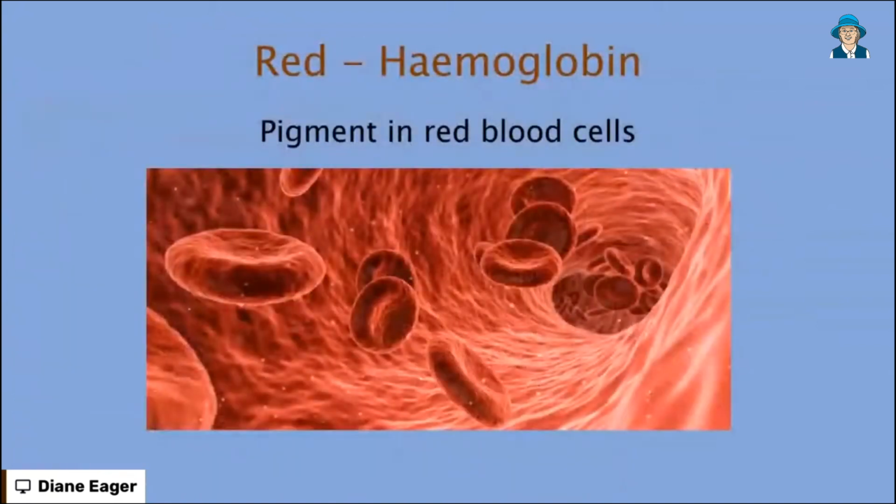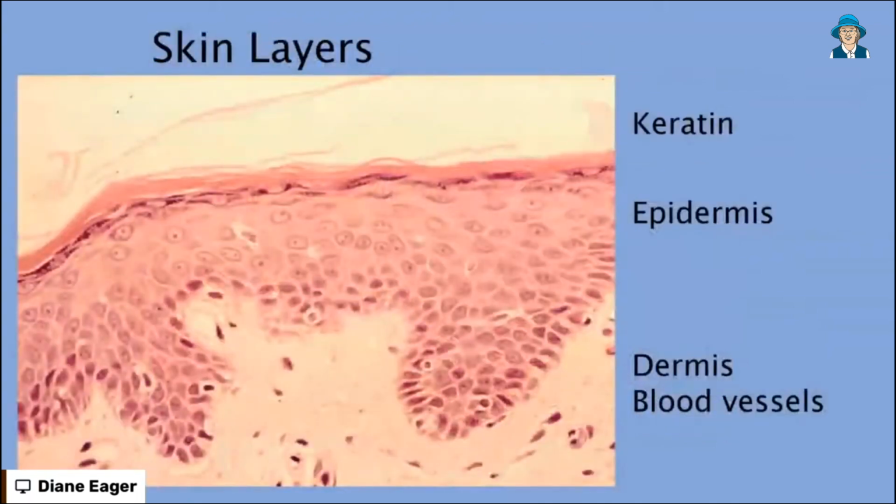So let's start at the bottom again. Red comes from hemoglobin, which is the pigment in your red blood cells. Red blood cells genuinely are red, and because you have a lot of blood cells close to the surface of your skin, you do actually see the red from that showing through.